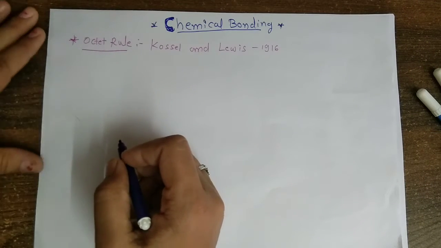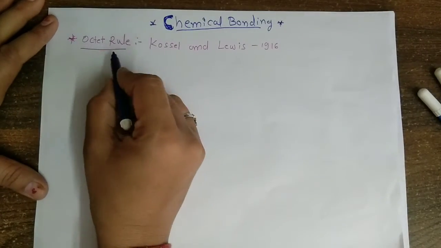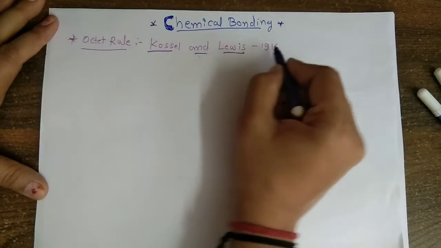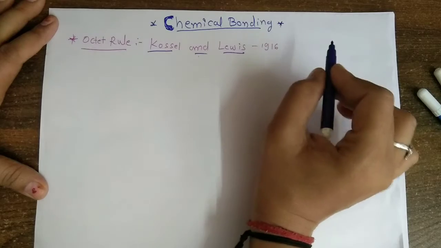So the first rule of chemical bonding is the octet rule, which was developed by Kossel and Lewis in 1916. This is also known as the electronic theory of chemical bonding.